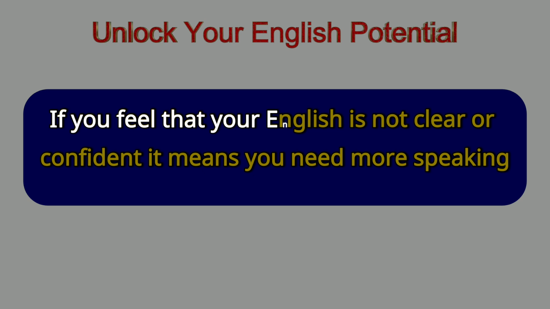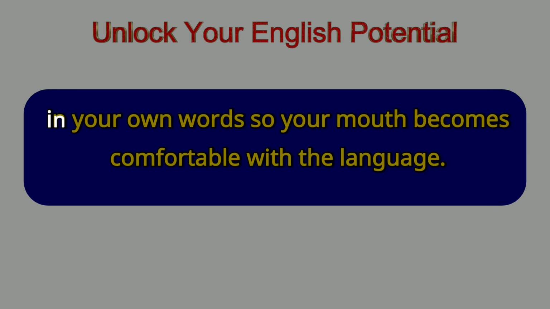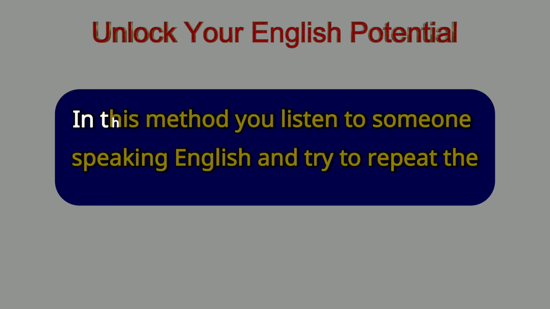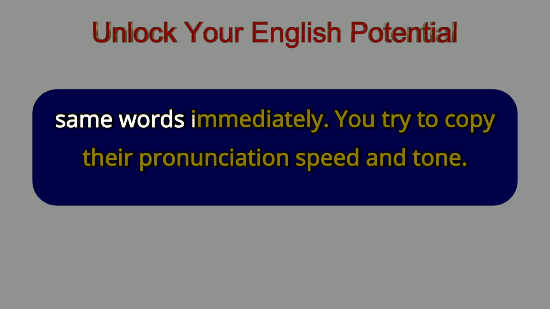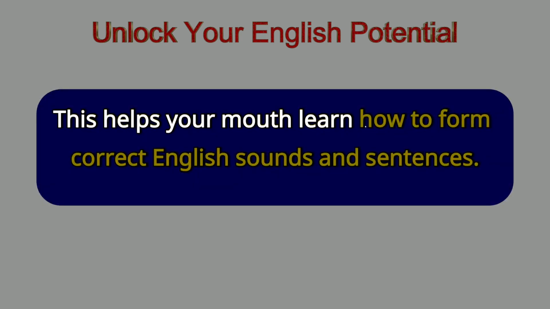If you feel that your English is not clear or confident, it means you need more speaking practice. Knowing English is not enough. You must also practice speaking in your own words so your mouth becomes comfortable with the language. One very effective way to improve this is a technique called shadowing. In this method, you listen to someone speaking English and try to repeat the same words immediately. You try to copy their pronunciation, speed, and tone. This helps your mouth learn how to form correct English sounds and sentences.